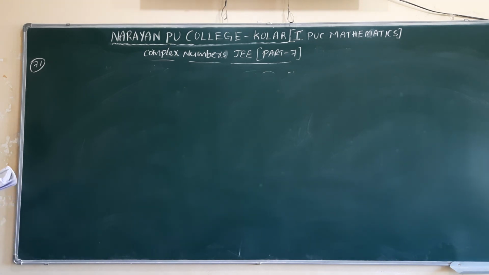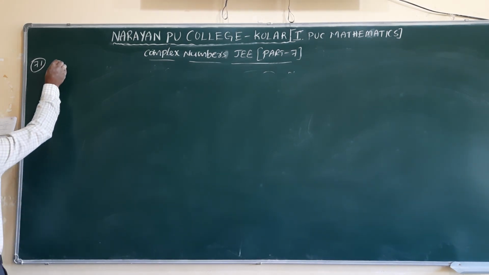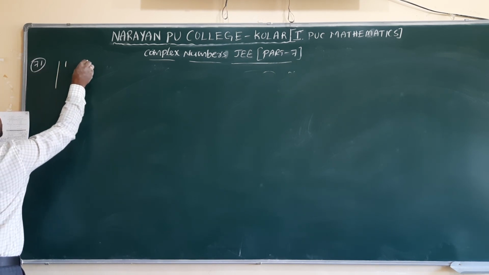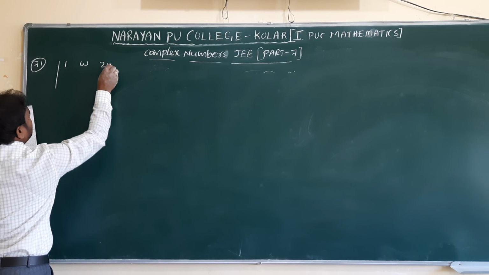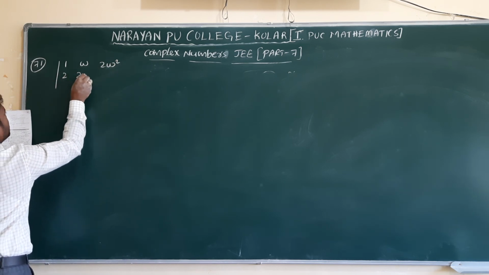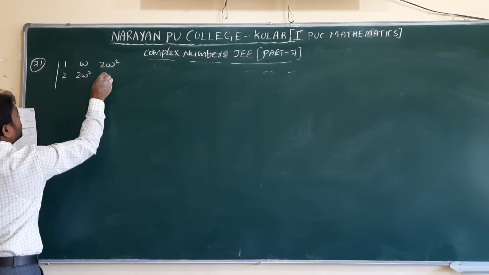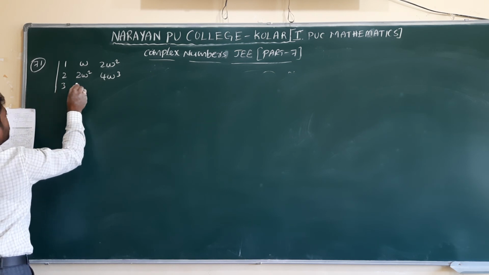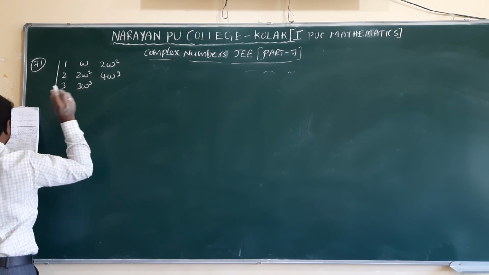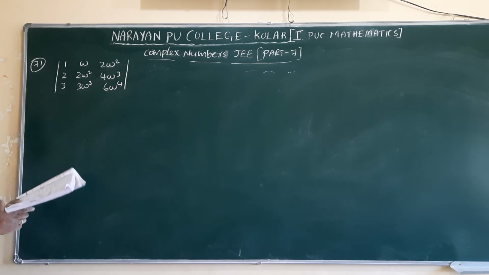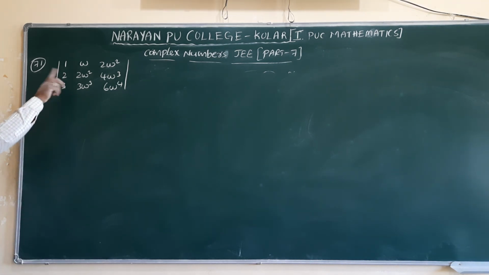This is question number 71. The value of the determinant: 1, omega, 2 omega square; 2 omega square, 4 omega cube, 3 omega cube; 6 omega 4. It indicates determinants, which we will discuss later in second year. Now here we have to find the value of this determinant.